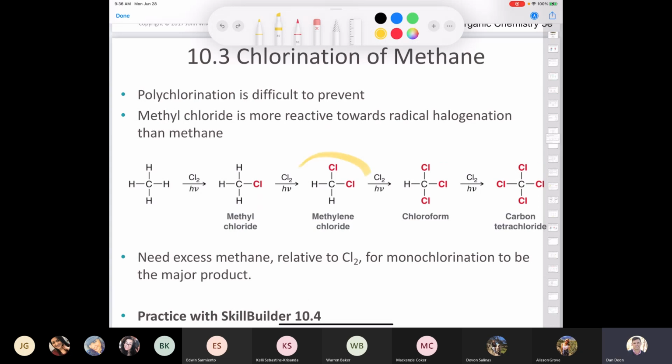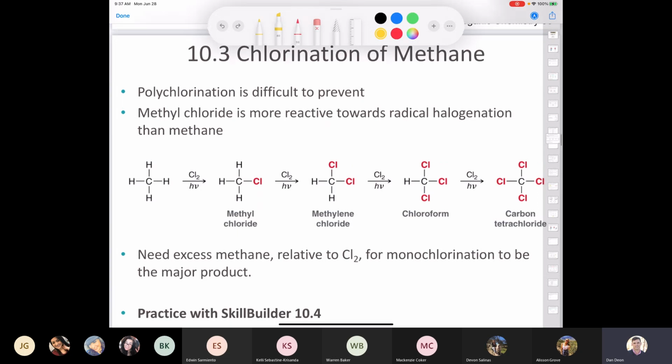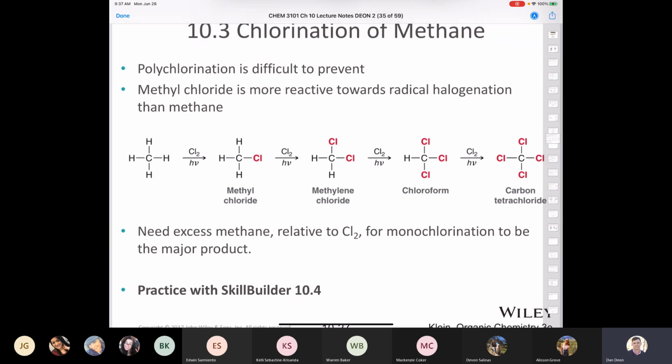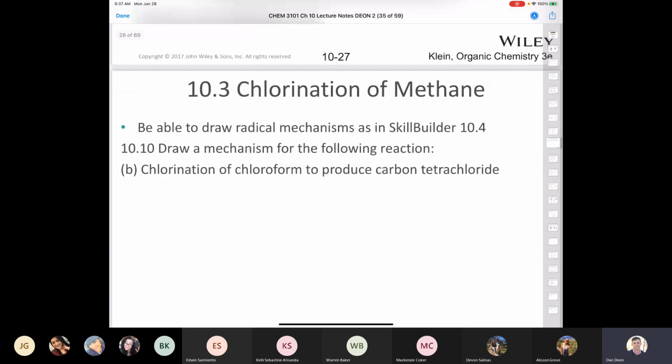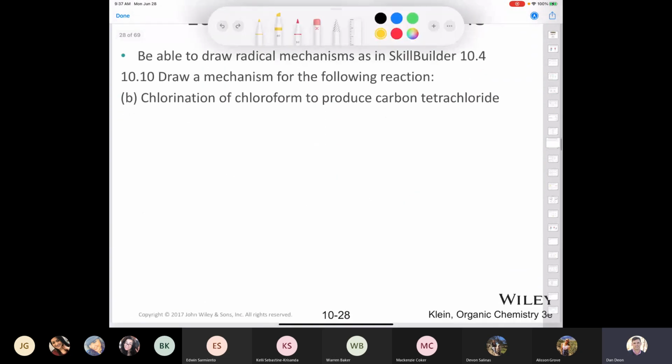So then you could get to methylene chloride, then you can make chloroform, and then you can go all the way to carbon tetrachloride. So in order for this to occur, you need excess methane with respect to chlorine to get monochlorination as the main product, right? Otherwise, it's just going to keep going and going and going.